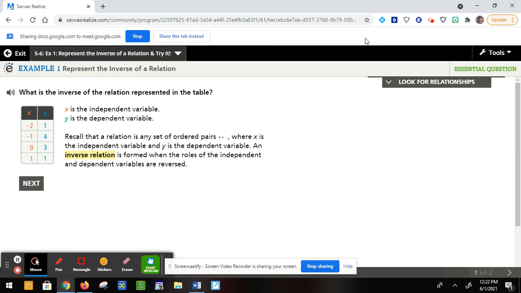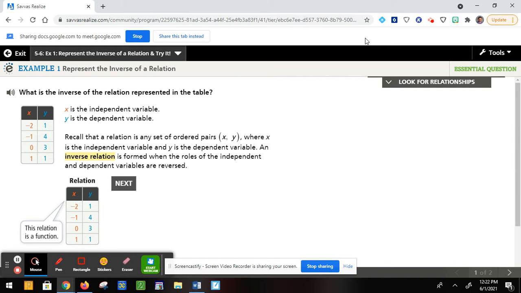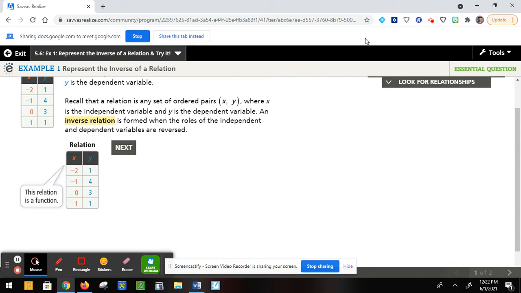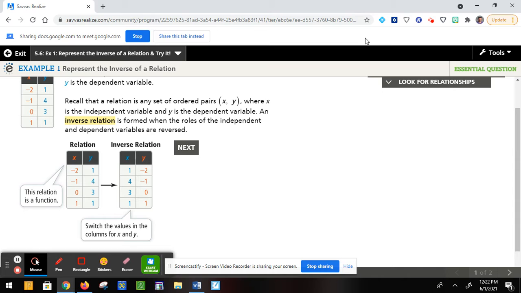It is simply taking, this is going to be a lot more complicated than it really needs to be, in all honesty. So the inverse relation is formed when the roles of the independent and dependent variables are reversed. So you literally just flip the table. X becomes y and y becomes x.